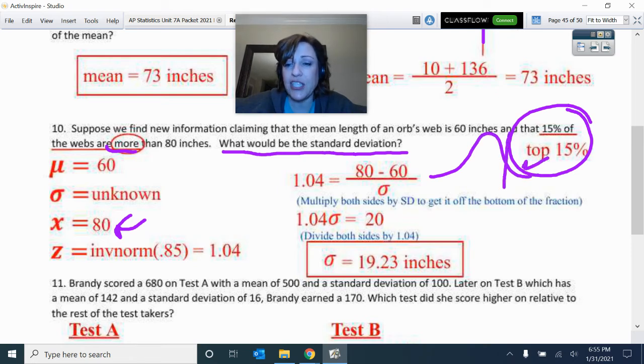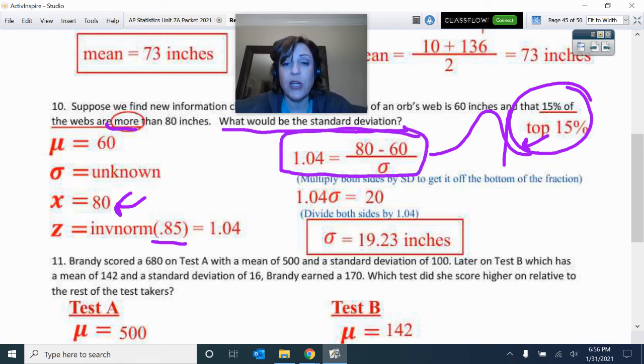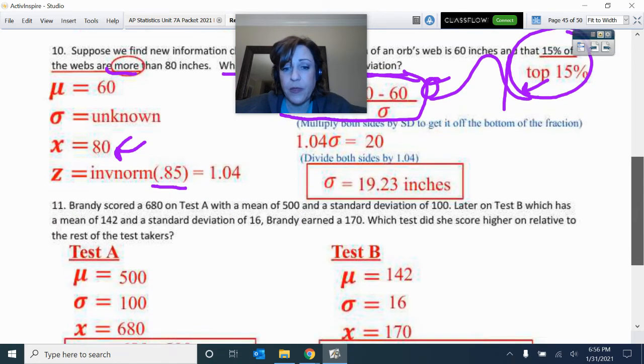15% are more than 80 inches, so that's the top 15%. Therefore, that's how we get our z-score based on the lower 85%. Then we set up our z-score formula and solved for that standard deviation. We multiplied both sides by sigma. 1.04 sigma equals 20, and then I divided by 1.04.